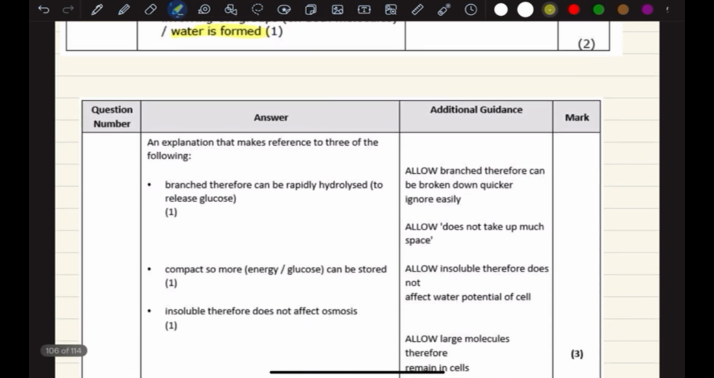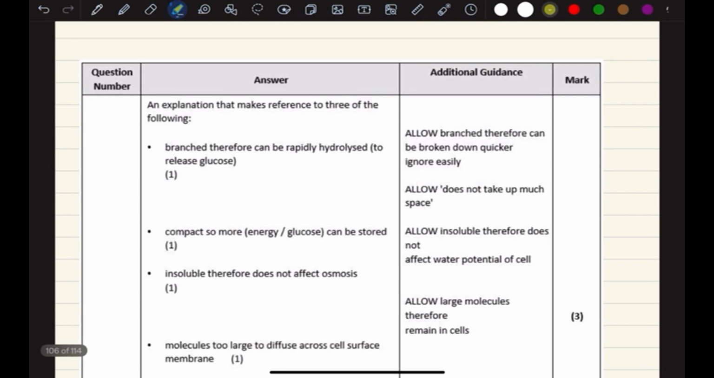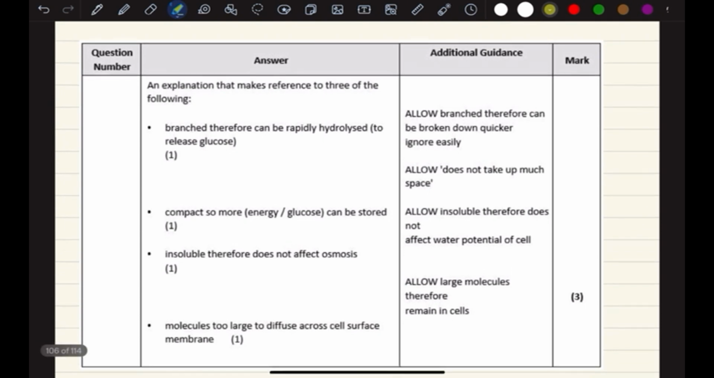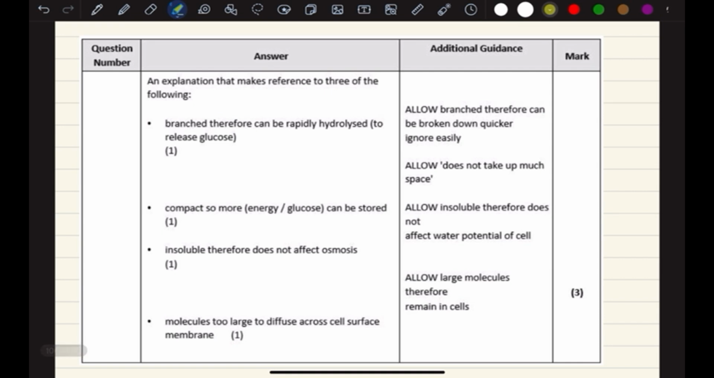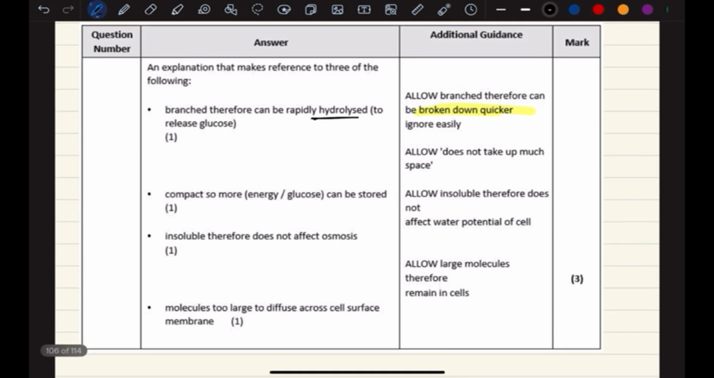Now, the next question, it was kind of asking for features of glycogen, right? And guys, I'll always say this. You can see why we reinforce saying a feature and then saying its benefit, because this mark scheme is literally doing the same thing. Branched, rapidly hydrolyzed, yeah? Or you can also have broken down quicker. I would kind of favor saying hydrolyzed just because it's more technical, yeah? Compact, stores more energy or glucose, yeah? Insoluble, doesn't affect the water potential, doesn't affect the osmotic potential. Molecules too large to diffuse through the cell surface membrane is just another one.